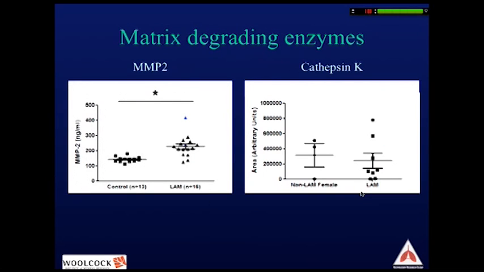The other side of the matrix story is always the enzymes that have the capacity to regulate the matrix proteins. So we've been looking at some of these, and we've found, as is reported in the literature, that MMP2 is increased in the LAM patients, and again the black are those that have been sourced in Australia, and in this case the blue, one here and one here, are the patients from Modena. And we've also looked at cathepsin K, and this is just looking at the levels of it that we can detect in the tissues, and in this case we're not seeing a difference, although cathepsin K levels are reported to be different in the literature.